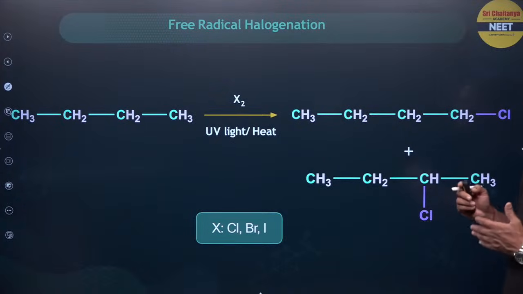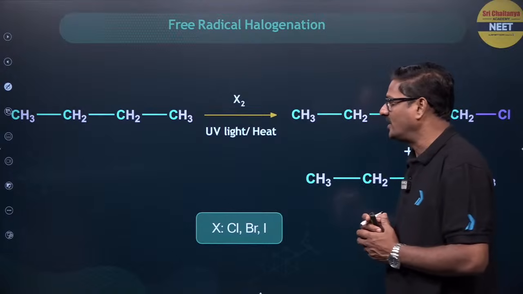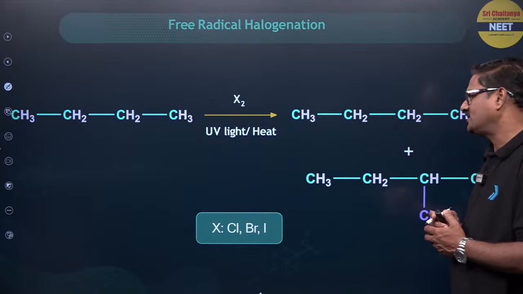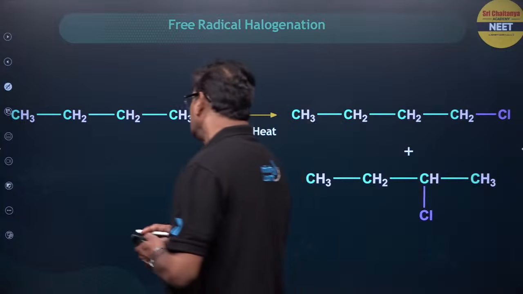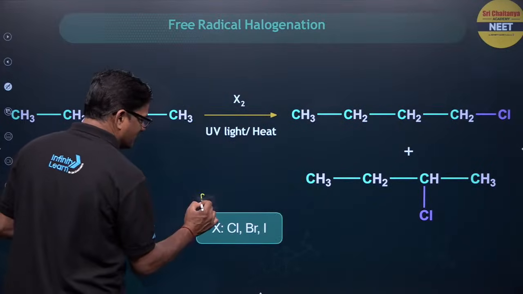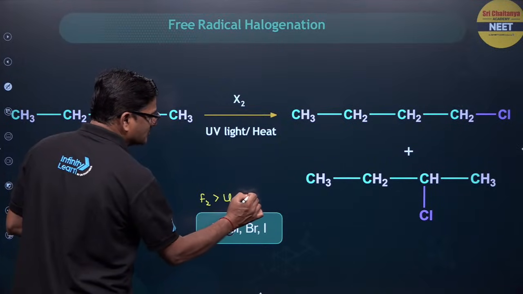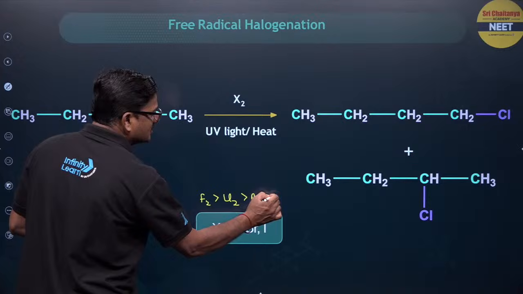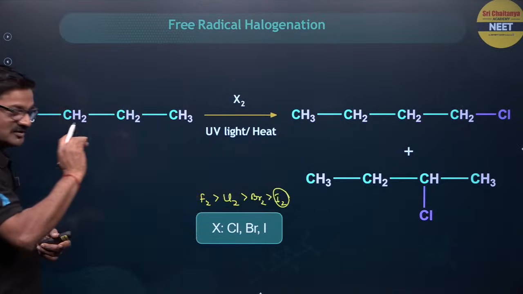And you can prepare it from free radical halogenation. So this is an alkane. When it is treated with chlorine in the presence of UV light, you are going to get different halogenated products. Reactivity of fluorine is more than chlorine, is more than bromine, is more than iodine. Reactivity of iodine is reversible.